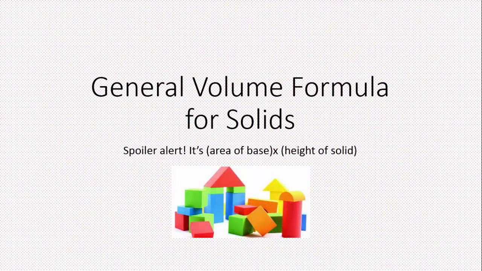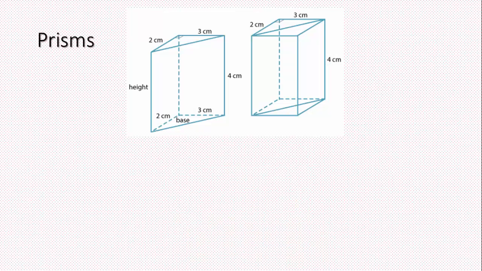For most solids, we can apply a general volume formula. The basic idea is that it is the area of the base multiplied by the height of the solid. Let's look at examples. Here are two prisms. We have a triangular prism and a rectangular prism.